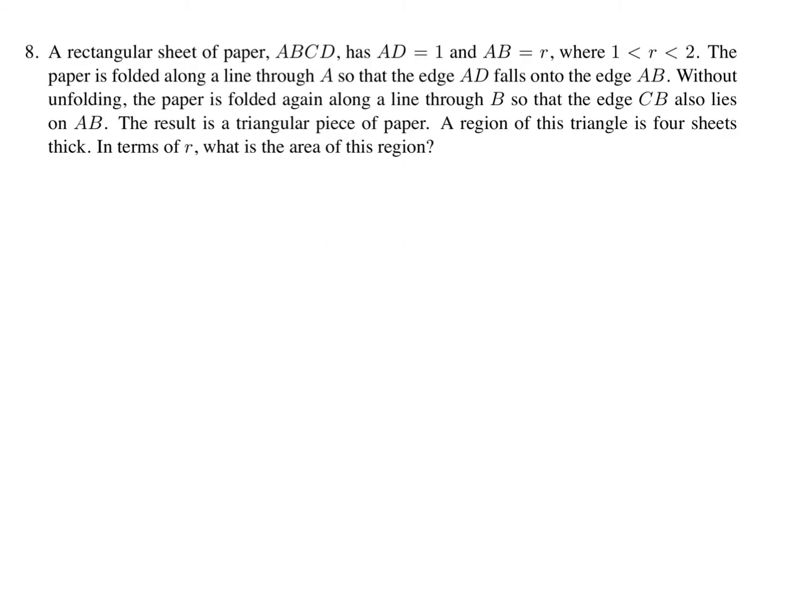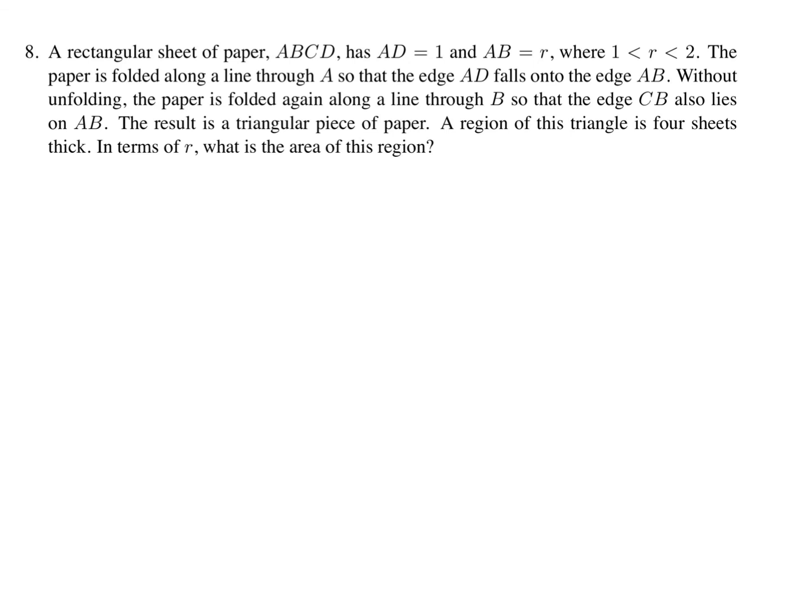A rectangular sheet of paper, ABCD, has AD equals 1, AB equals R, where R is between 1 and 2. The paper is folded along a line through A so that the edge AD falls onto the edge AB. Without unfolding, the paper is folded again along a line through B so that the edge CB also lies on AB. The result is a triangular piece of paper. A region of this paper is 4 sheets thick. In terms of R, what is the area of this region?